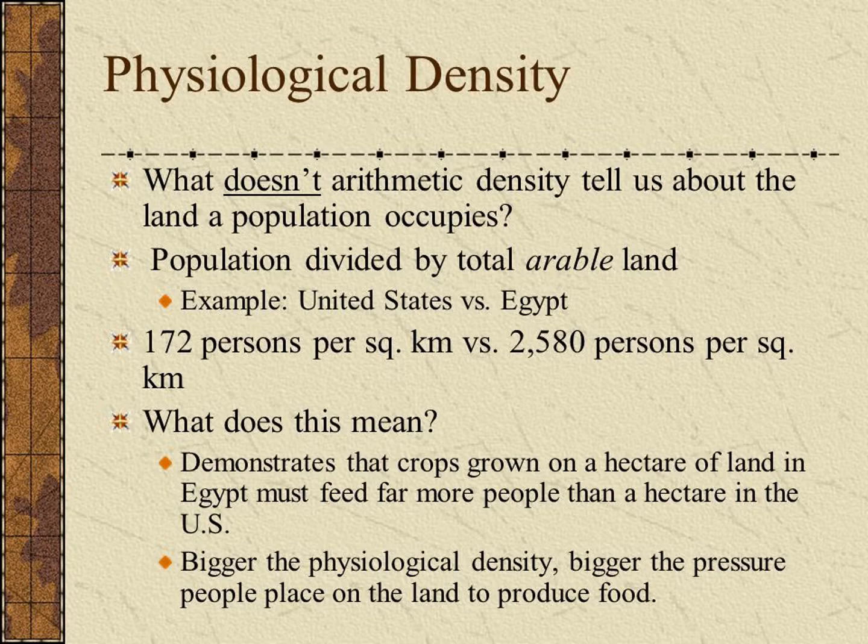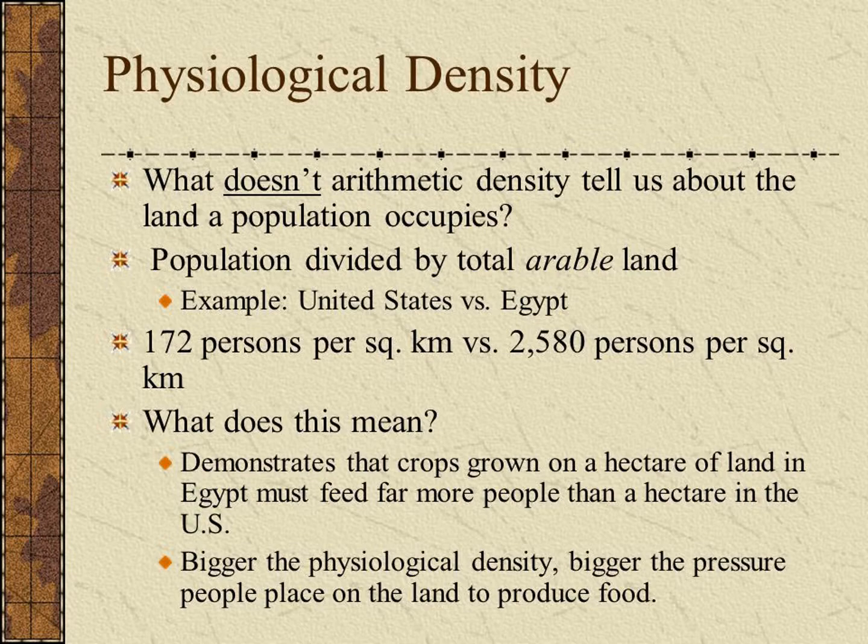What doesn't arithmetic density tell us about the land a population occupies? Population divided by just arable land instead of total land is what physiological density shows us. So for example, the US versus Egypt. For the US, we see there's 172 persons per square kilometer of arable land, whereas in Egypt, there's 2,580 persons per square kilometer.